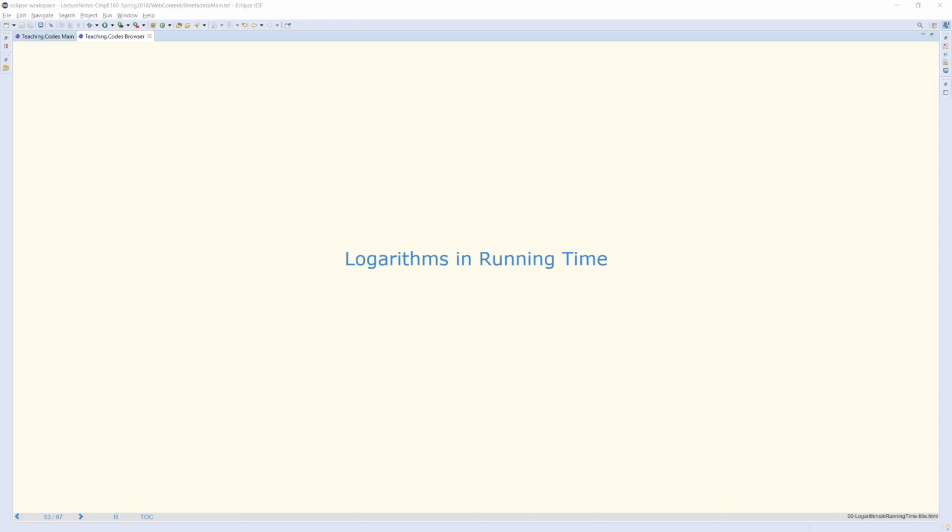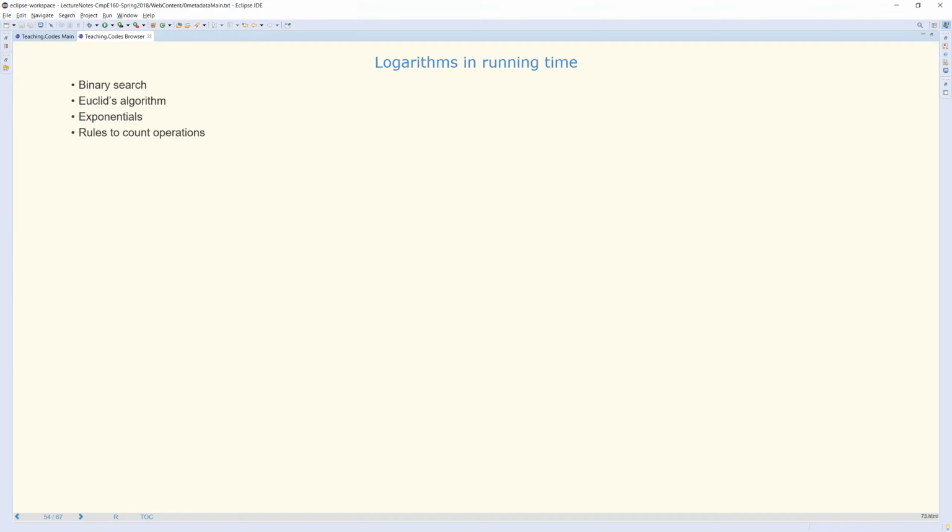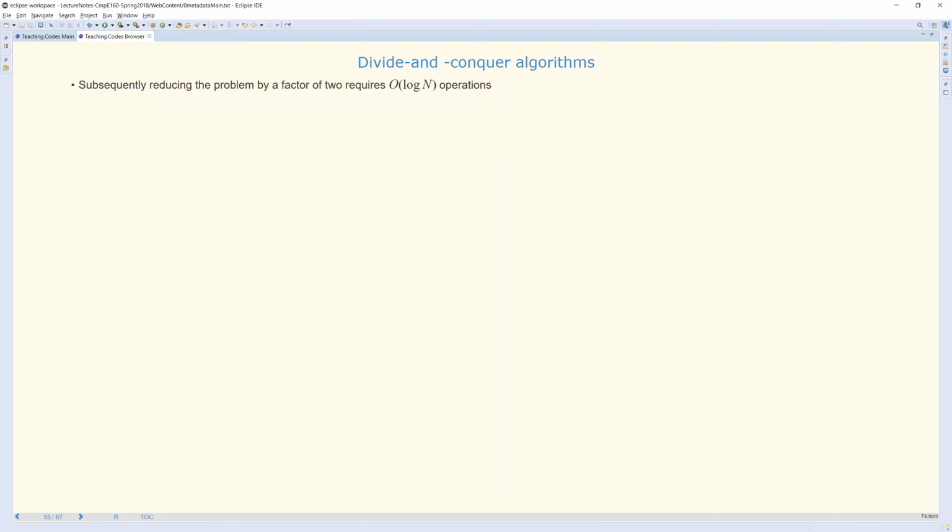Finally, we start discussing a group of algorithms where the running time is in logarithmic scale. We are going to discuss the binary search algorithm, Euclid's algorithm, we will discuss exponentials, and rules for counting operations. We're going to focus on a specific class of algorithms, which are called the divide and conquer algorithms.